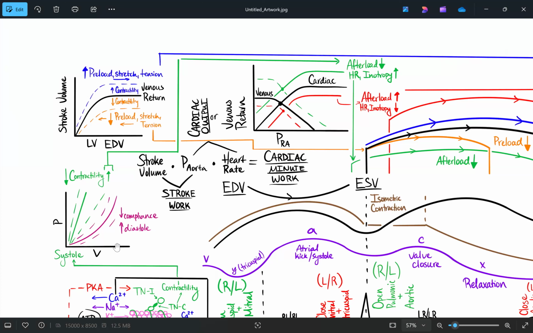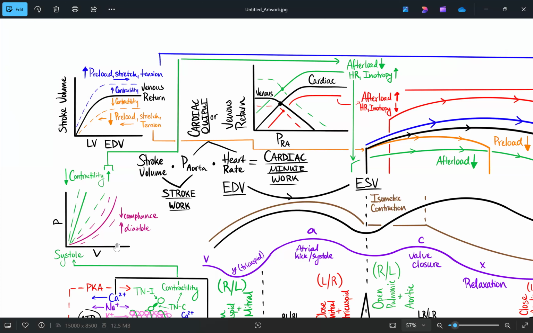The black line is kind of like your base venous return, and contractility can also shift that curve to the left or to the right, or kind of like up and down as well. But as you see, the right shift means that you have a less steep curve versus the left shift, which is a more steep curve. The LV EDV is your left ventricular end diastolic volume.